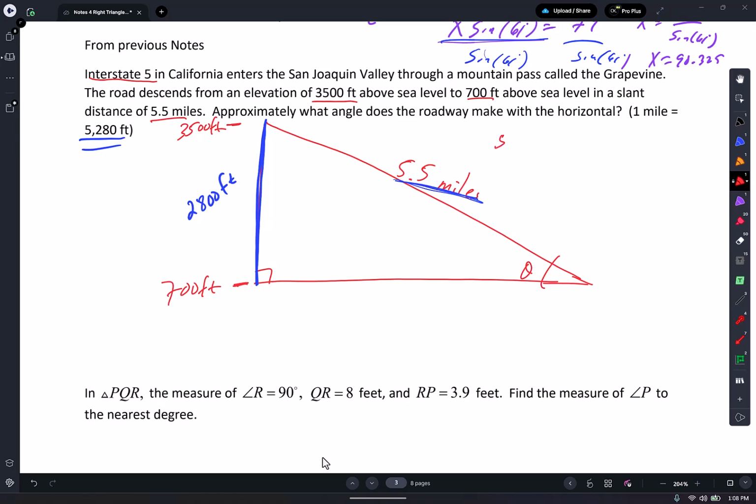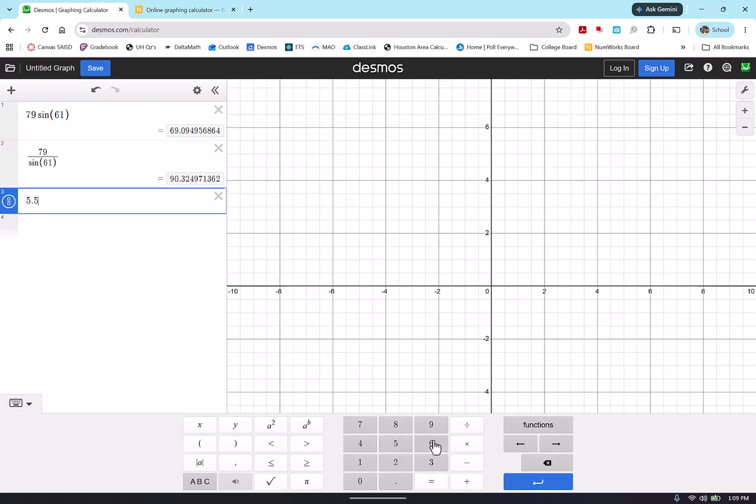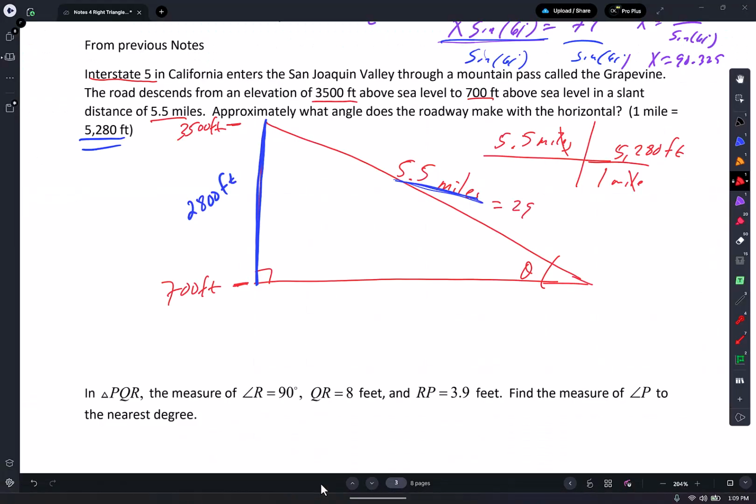All right, here we go. 5.5 miles. And what is this called? Stoichiometry. When they do this, in 1 mile, there's 5,280 feet. By the way, stoichiometry is a chemistry term. That's just called dimensional analysis. In 1 mile, there's 5,280 feet. Do you have to do that? No, of course not. Just take the 5.5 and multiply by 5,280. So here we go. I'm going to take my calculator, and I'm going to go 5.5 times 5,280. 29,040. So this is 29,040 feet. Okay, now we're ready.